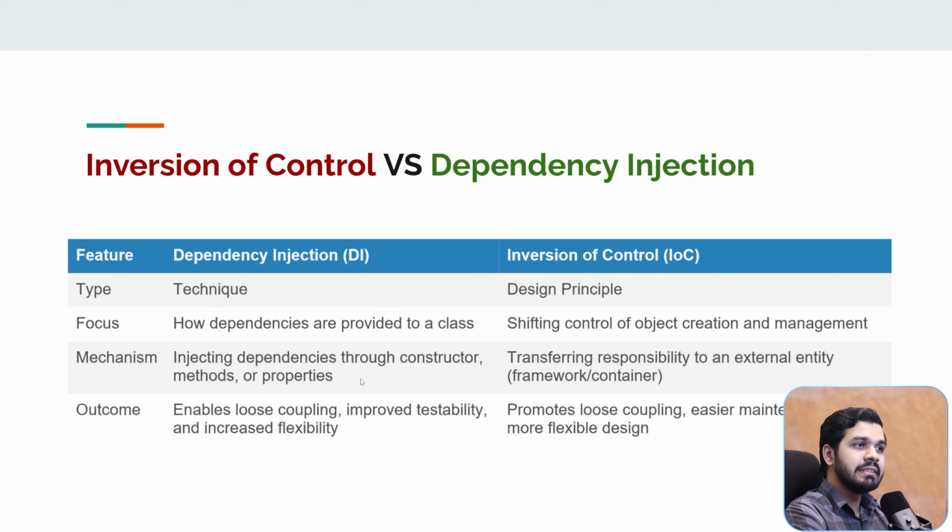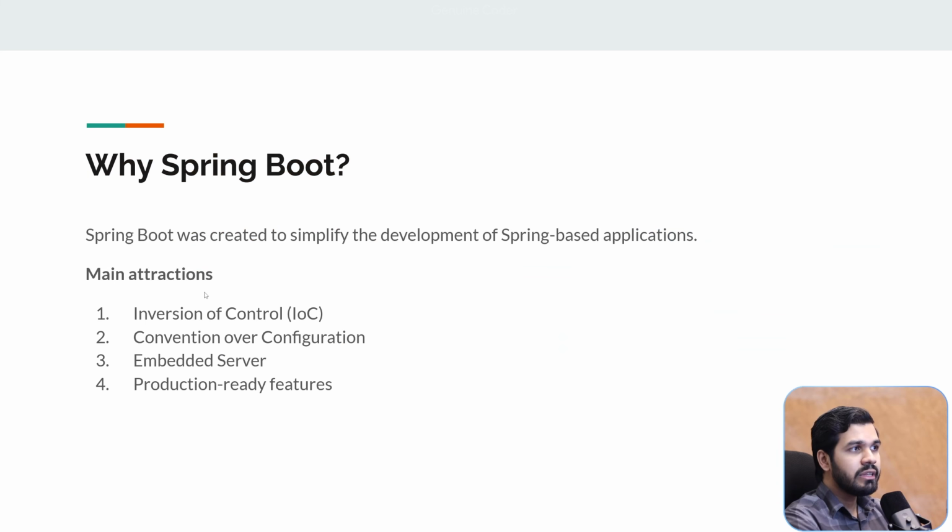And we have the mechanism of injecting dependencies through constructor, methods, and properties. Throughout the tutorial, we'll be seeing how to inject services and classes into other classes through constructor, methods, and properties. The outcome of these things is to enable loose coupling, improve testability, and increase flexibility. Inversion of control simply promotes the idea, and dependency injection implements the idea. So that's the very first attraction of Spring Boot, inversion of control.